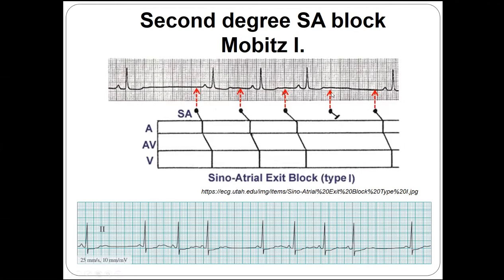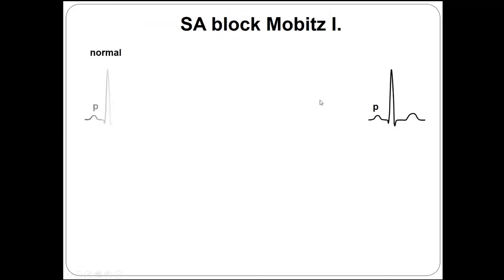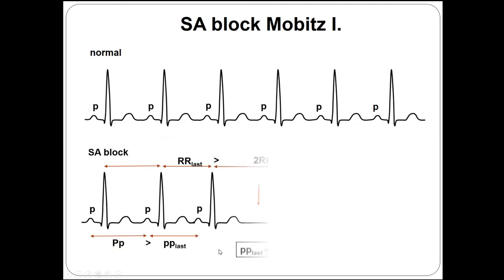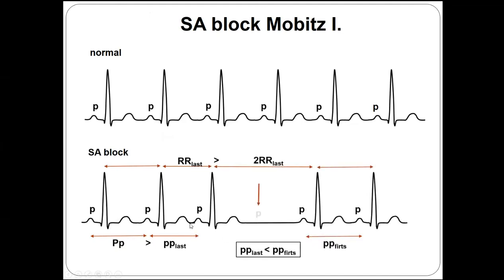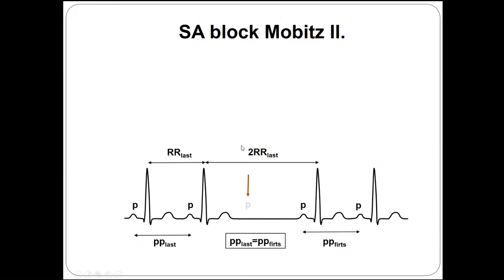Okay, so the P is missing. In AV block, the P was present, but there is no QRS. Here, no P wave, and this is why there's no QRS. So let's look at this, this is a normal one, and that's the SA block. There's no P, okay, and look at this PP, it's a little bit shorter than twice the distance. So it's very similar to the RR. So this distance is a little bit shorter than this distance. That only means Mobitz type 1, SA block, no P wave. Mobitz type 2, exactly the same as twice the PP interval.